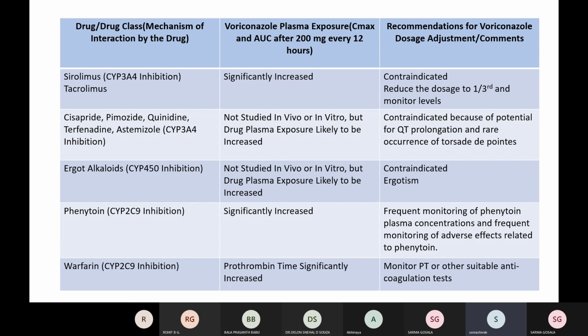It can precipitate ergotism. Coming to phenytoin, we do require frequent monitoring of phenytoin plasma concentrations and frequent monitoring of adverse effects related to phenytoin concentration, because the phenytoin levels are increased and even the voriconazole levels will be increased. So closely monitor the toxicity. Ideally, it should be avoided. Warfarin, prothrombin time is increased, so monitor the PT and other suitable anticoagulation tests.